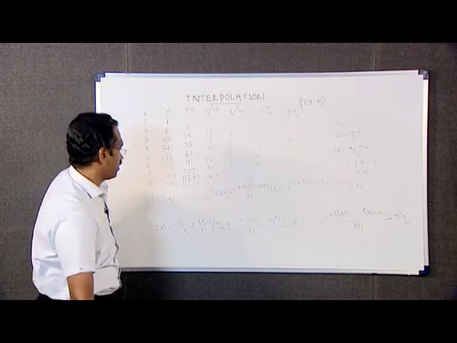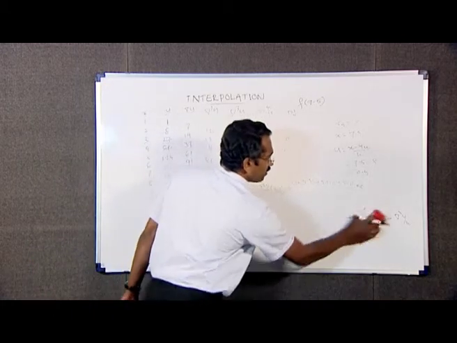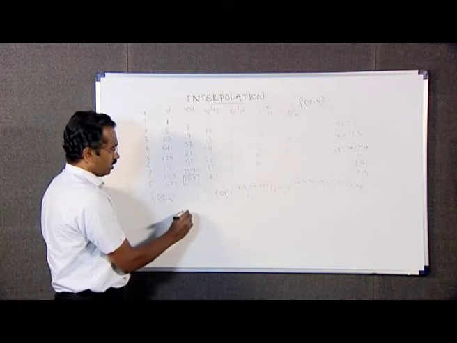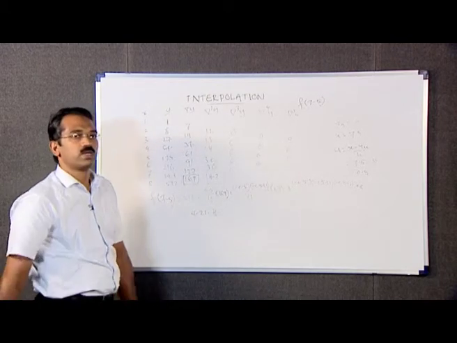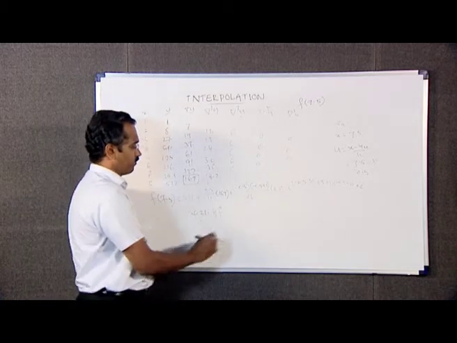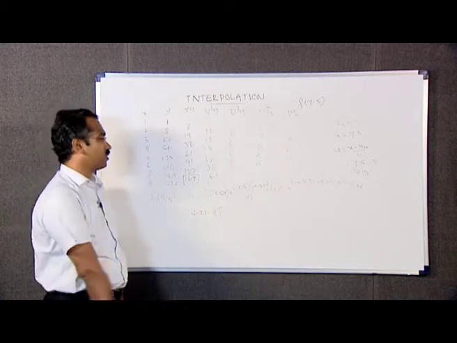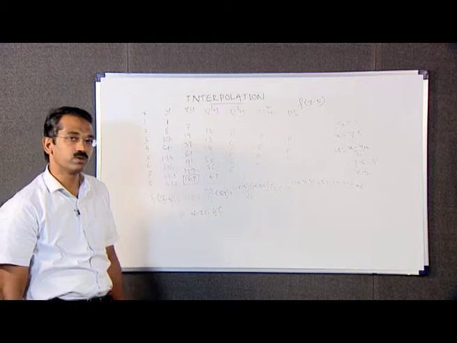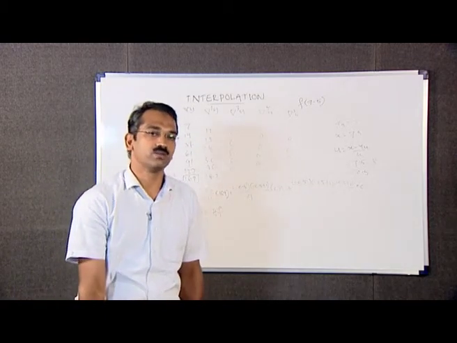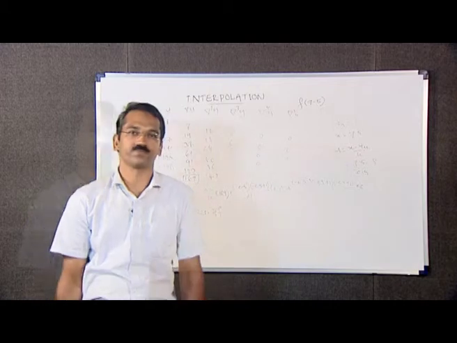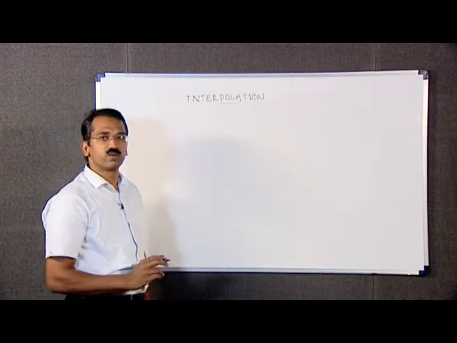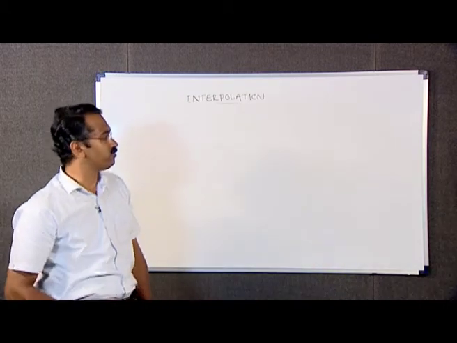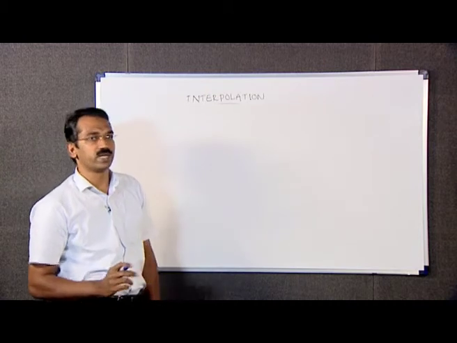On simplification, we will get f of 7.5 equal to 421.87. That is, we obtained the value of f of 7.5 by using Newton's backward interpolation formula. Newton's backward interpolation formula can be used to find the polynomial function corresponding to given data.